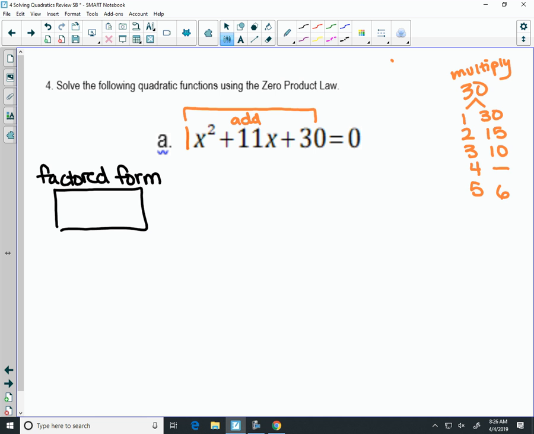And again, your factor tree is just divide by 1, divide by 2, divide by 3, and you're looking for those whole numbers, right? Now, the combination that adds to 11 is 5 plus 6. So we change our 11x into 5x plus 6x. We bring down our x squared. We bring down our 30.